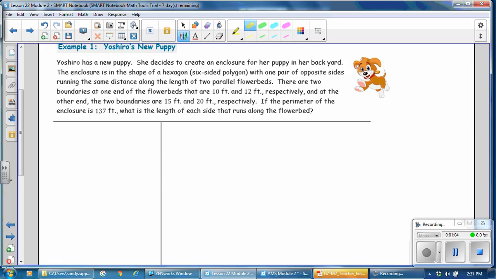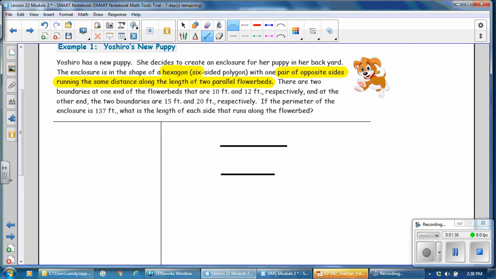It will be in the shape of a hexagon, which is a 6-sided polygon, with one pair of opposite sides running the same distance. So we have a pair of opposite sides running the same distance along the length of 2 parallel flower beds. And that's important because we know that those 2 sides of the fence are going to be parallel to each other. They might look something like this. We don't know how long they are, but we know that they are parallel and the same length.